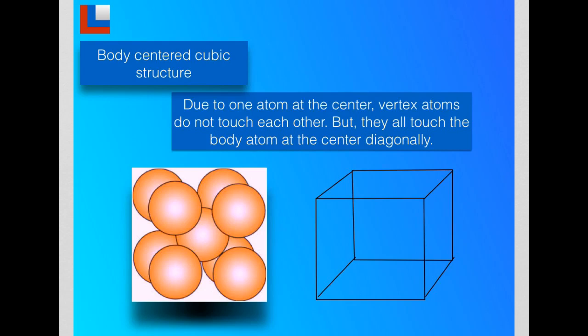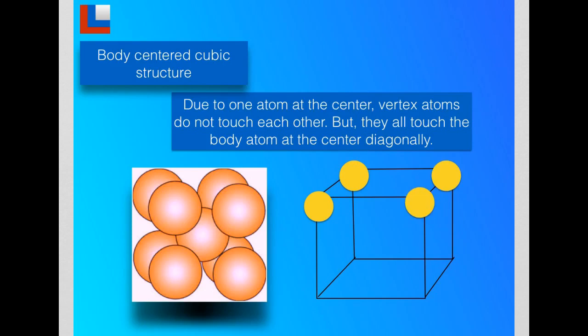Let's start putting the atoms one by one in each vertex. 1, 2, 3, 4, 5, 6, 7, and 8. So 8 atoms in the vertices and 1 atom at the center. So this is how a body-centered cubic structure looks. However, we can see that the vertex atoms do not touch each other, but they all touch the body atom, which can be clearly seen in this space-filling model.